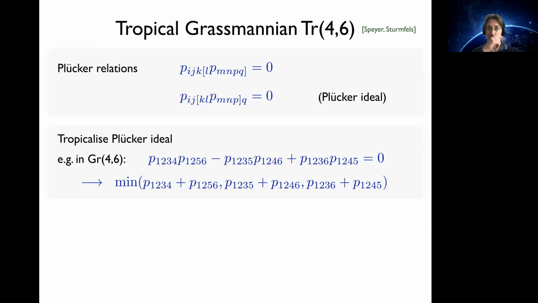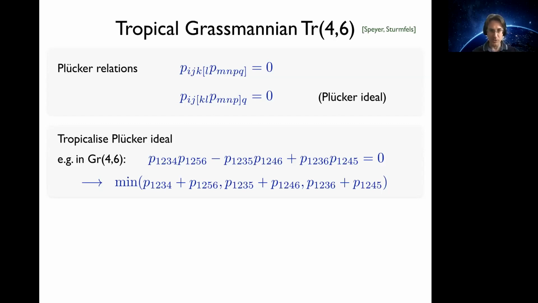So let's study the tropical version of this space. So we have the tropical Grassmannian. And what I'm going to do is I'll take the Plücker relations and I'll tropicalize these polynomials. So let's do an example. If we take our example as Gr(4,6), which is the first case that's of interest of Gr(4,n) for scattering amplitudes, then here I've picked one Plücker relation that I've written down, a 3-term relation, and underneath it I've written the tropical version with this minimum.